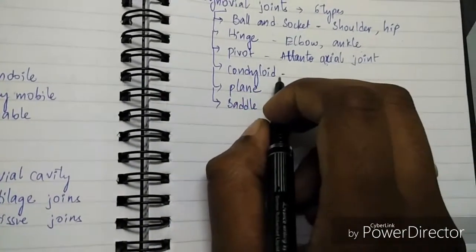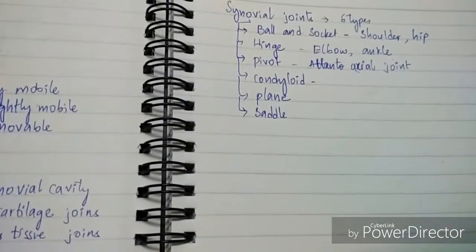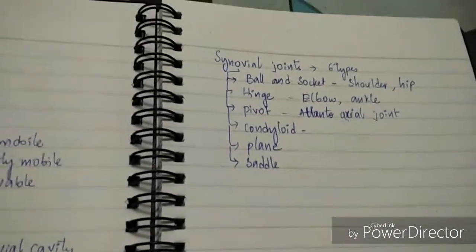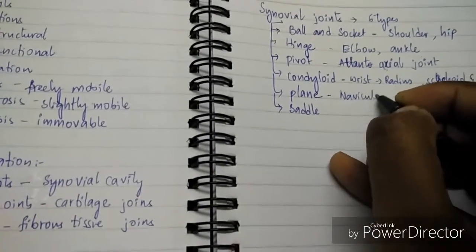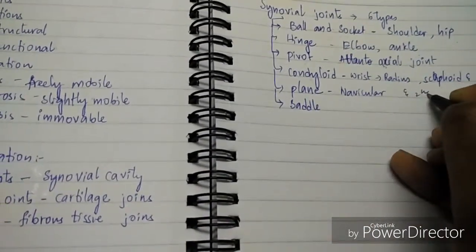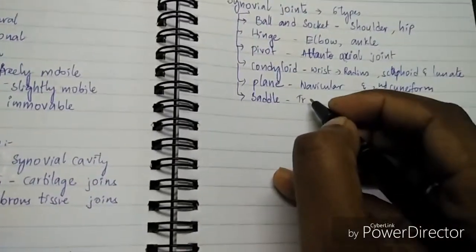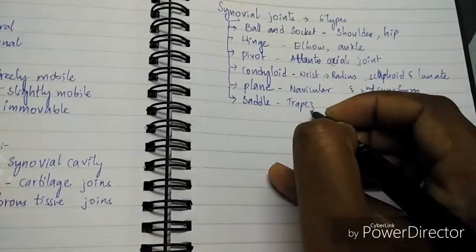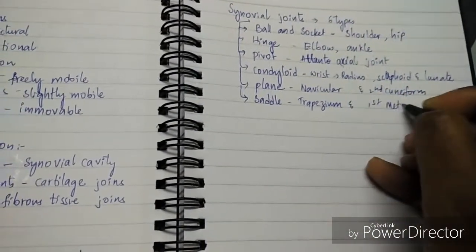Okay, condyloid joint, it is at the wrist joint between radius, scaphoid and lunate. Plane joint between navicular and second cuneiform. And saddle joint between trapezium and first metacarpal.